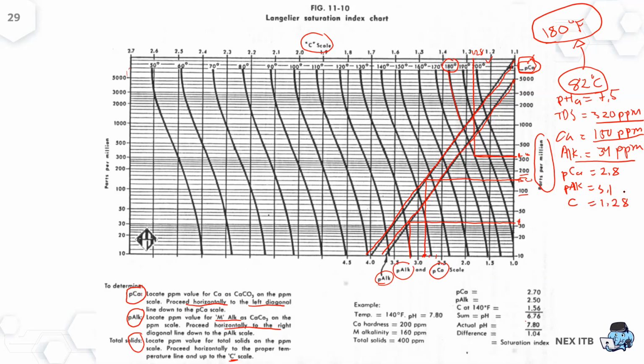Okay, then we take the summation of these. From the calculation formula previously, the pHs is based on this LSI chart. We just sum these three parameters, and we will get how much?